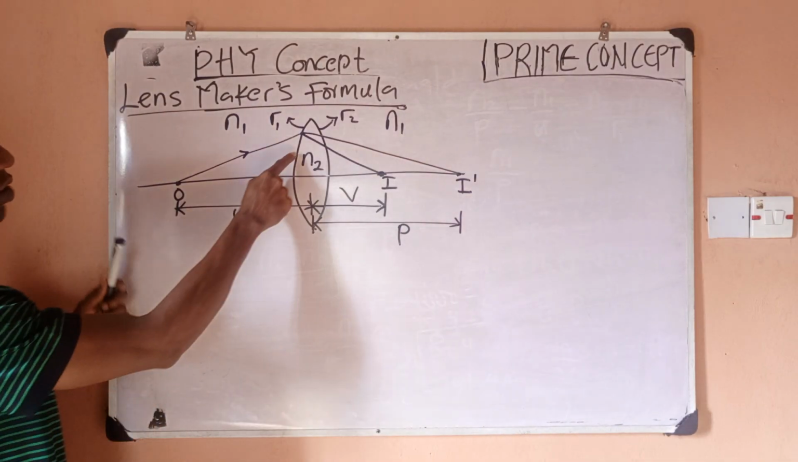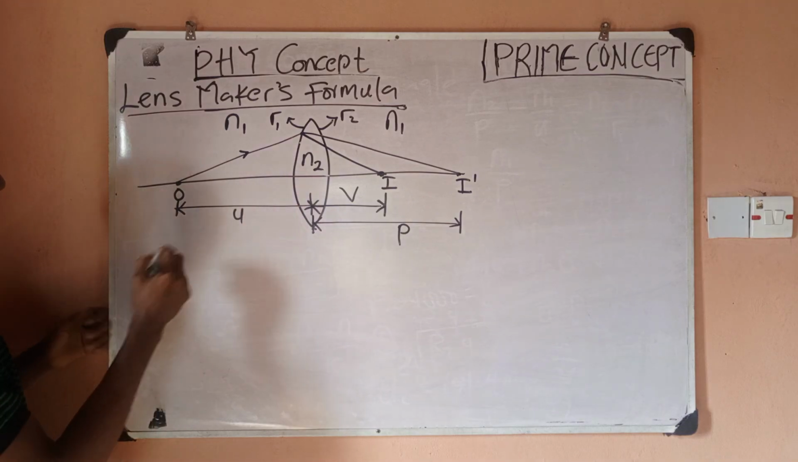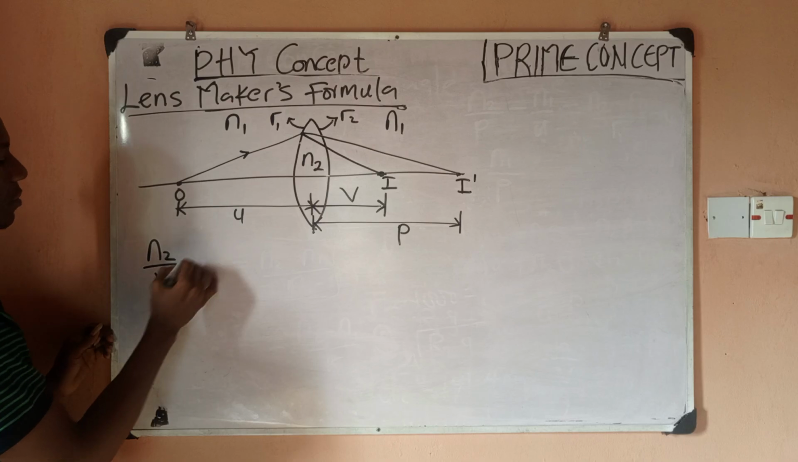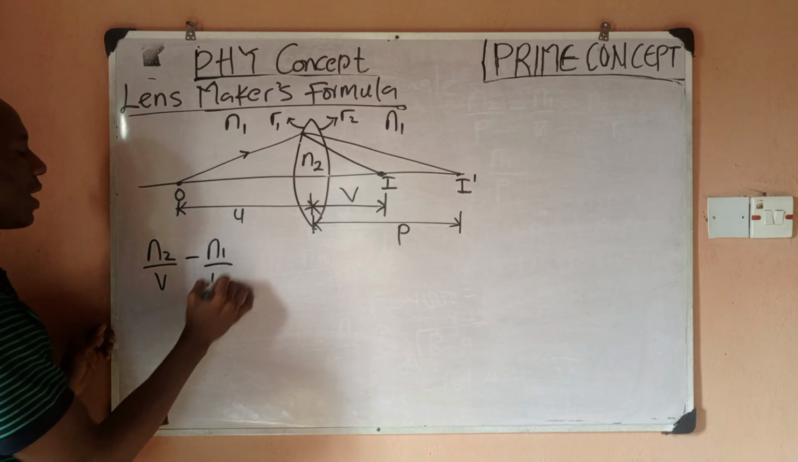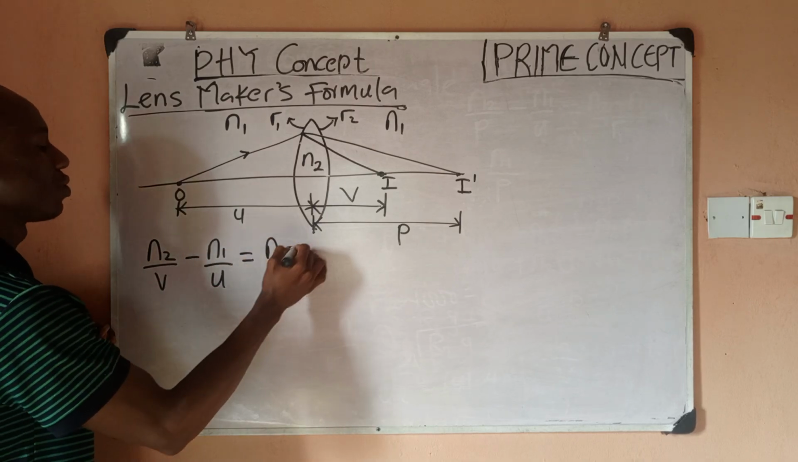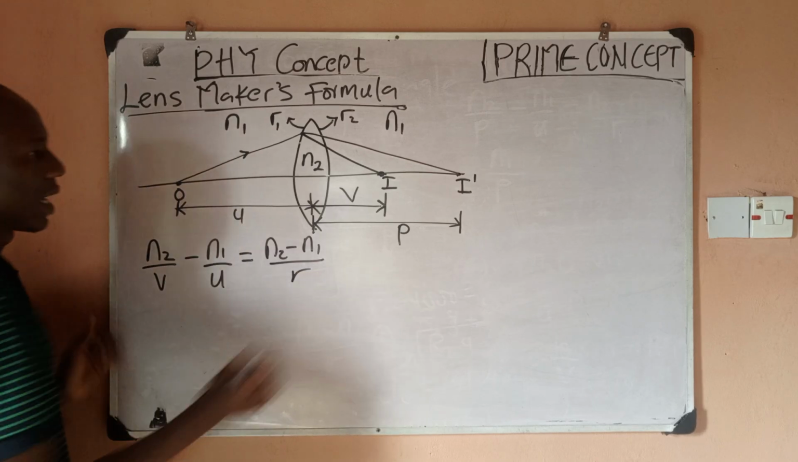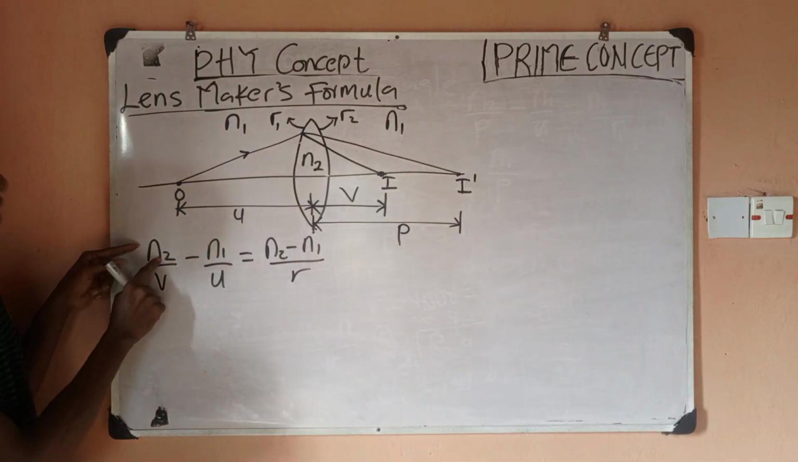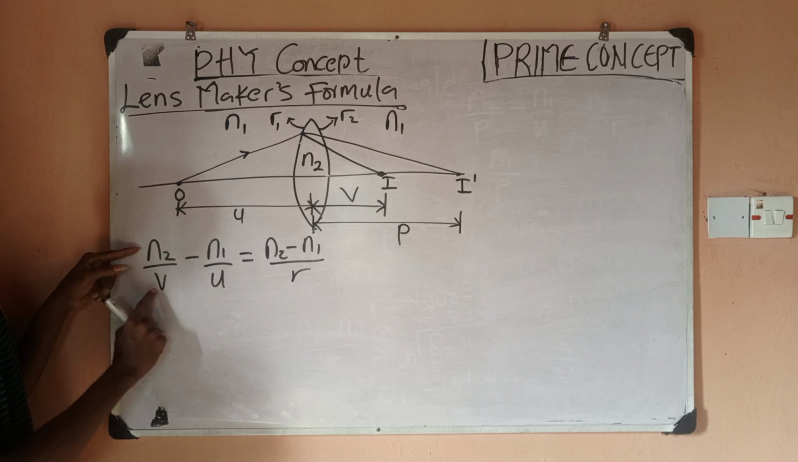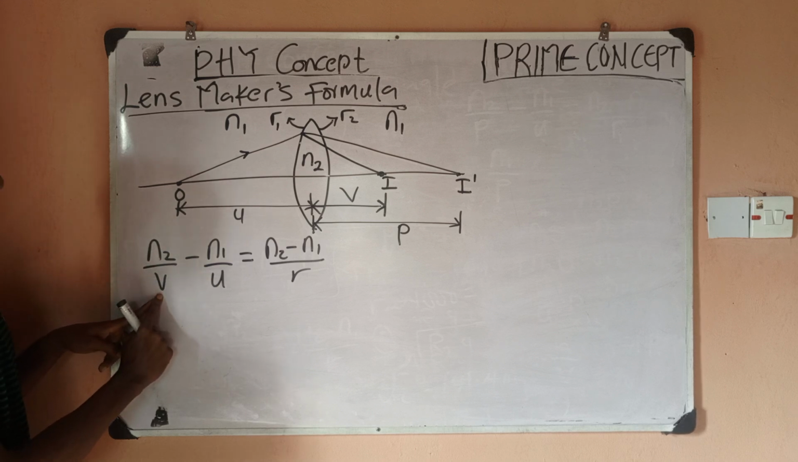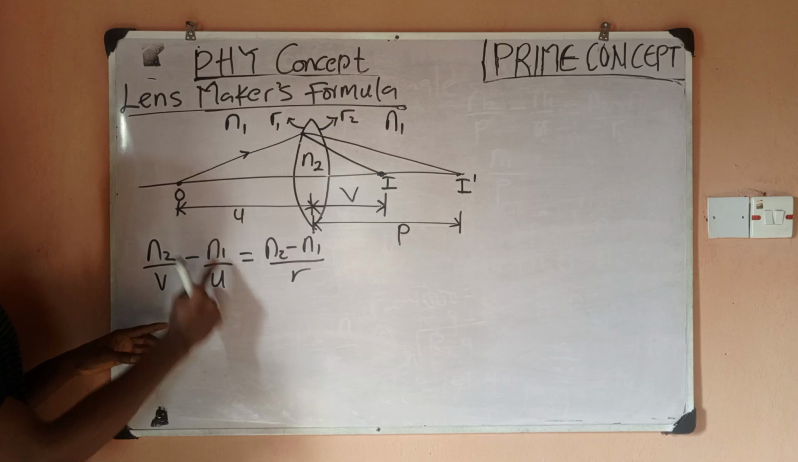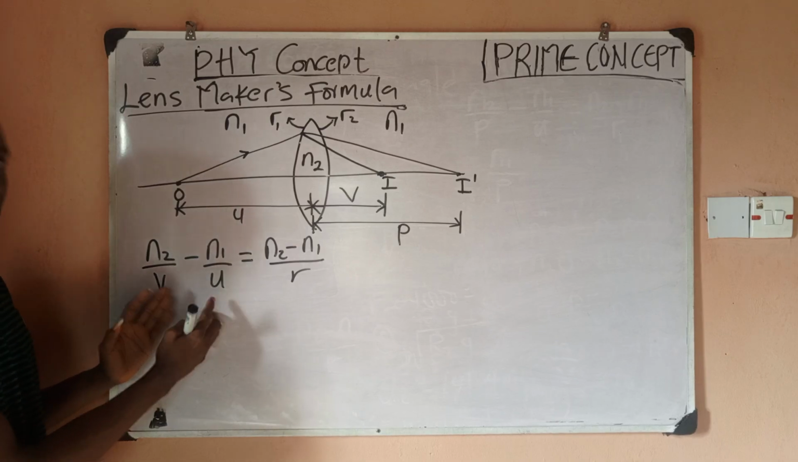Now, considering this first surface, this is the Gaussian formula: N2 over V minus N1 over U equals N2 minus N1 over R. This simply means the refractive index of the second medium divided by the image distance in the second medium, minus the refractive index of the first medium over the object distance in the first medium, equals N2 minus N1 over R. That is what this formula says.